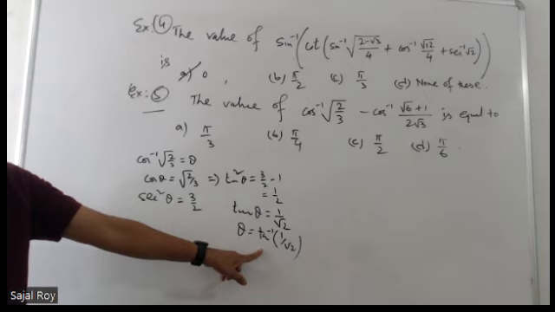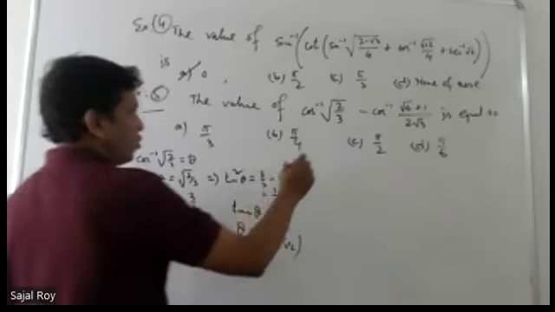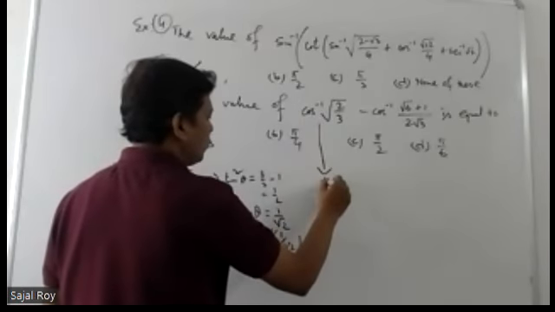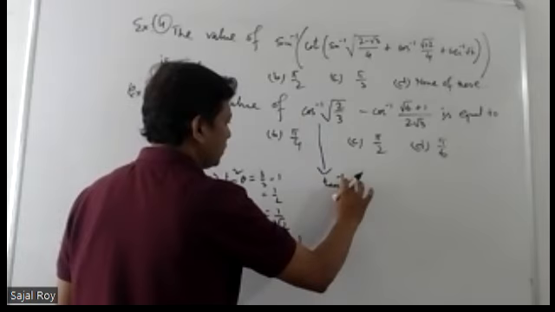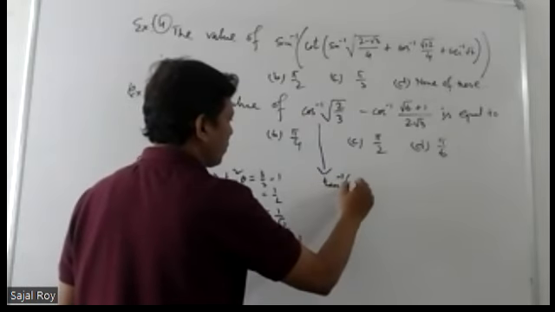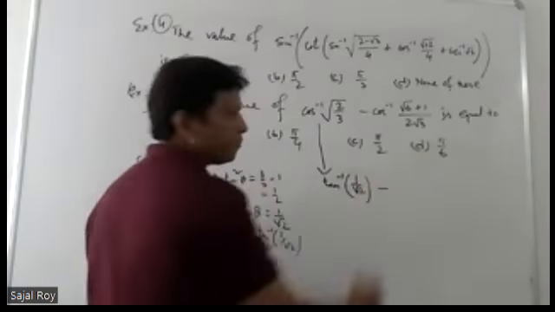Because tan's formula, tan of a plus b, is very simple, rather than cos and sin, where x root over 1 minus y square plus y root over 1 minus x square is a very complicated formula. So this will be transformed to tan inverse 1 by root 2. And what about this one?